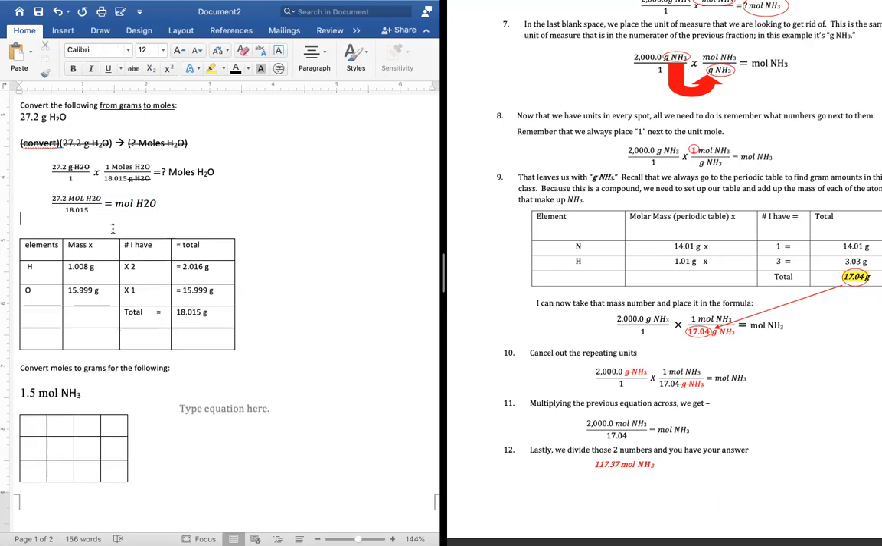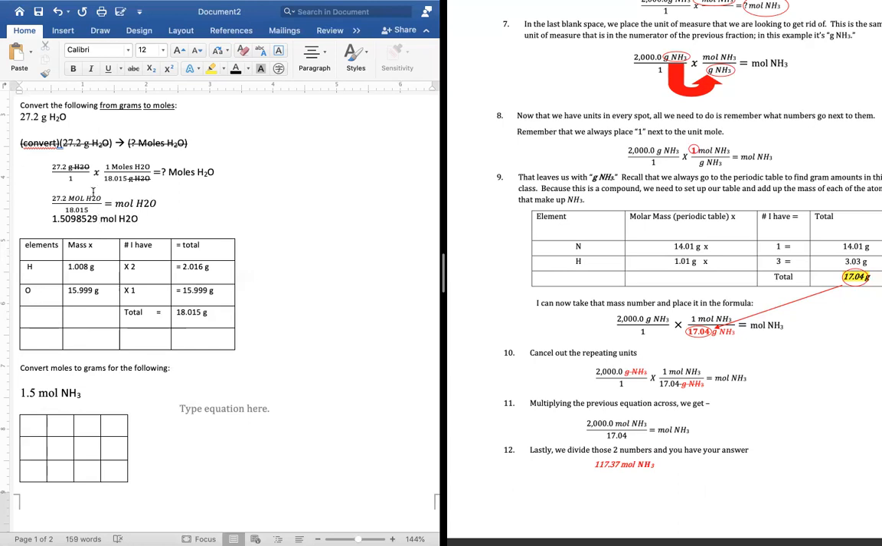So 27.2 divided by 18.015. We punch that into the calculator, and I get 1.5098529. And then my unit of measurement is moles of H2O.